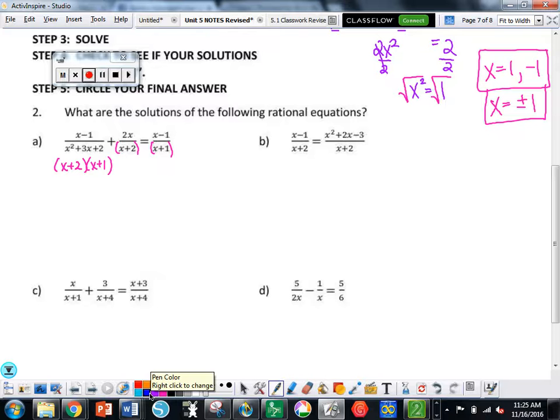Okay, right here. This one has an x plus 2, this one has an x plus 2, but it needs an x plus 1. This one has an x plus 1. This one now does. This one needs. And once they have a common denominator, what can we do? This is the best part.